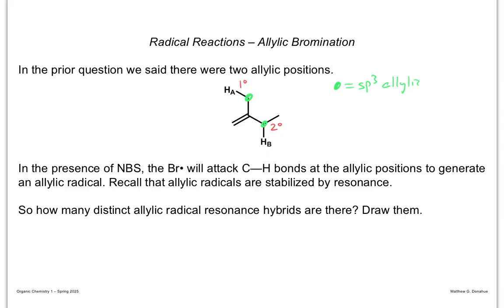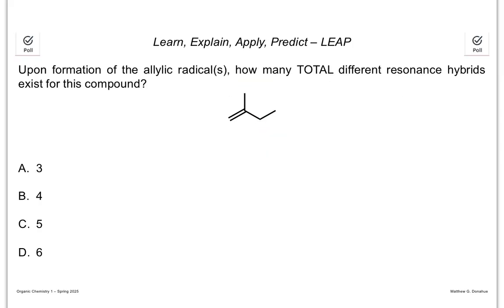So the question says, recall that allylic radicals are stabilized by resonance. How many distinct allylic resonance hybrids are there? And so we'll answer that on this slide here. So we said that was HA and that was HB. And all I'm going to do, I'm not going to show you how it gets abstracted. I'm just going to show you the radical, and then we'll look at the resonance forms.